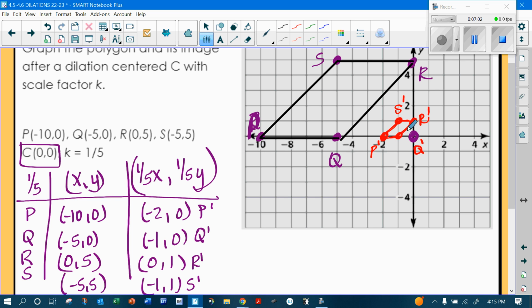This red figure is 1/5, or 5 times smaller, than this one because my scale factor was 1/5, which meant a reduction, which meant it was getting smaller. Okay.